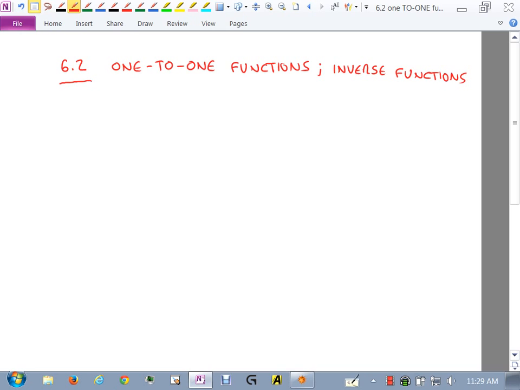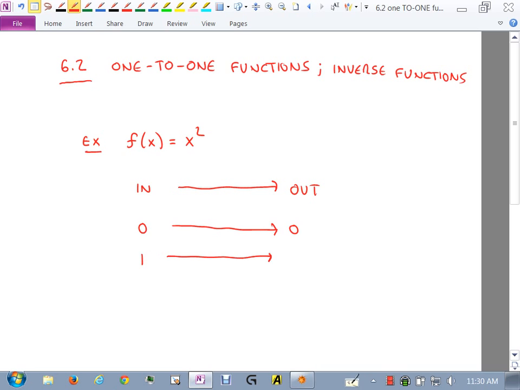One-to-one functions. So let me give you an example of a function that's not one-to-one first, and then we'll contrast it with one that is. Look at this example of the function f of x equals x squared. I'm going to draw a picture of inputs and outputs. Let's plug into this function 0. What comes out? 0, right? Plug in 1, what comes out? 1 squared is 1. Plug in 2, what comes out?